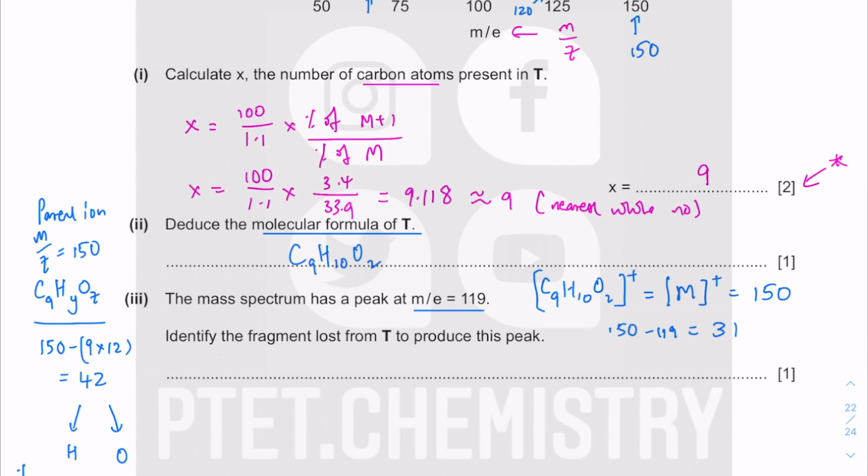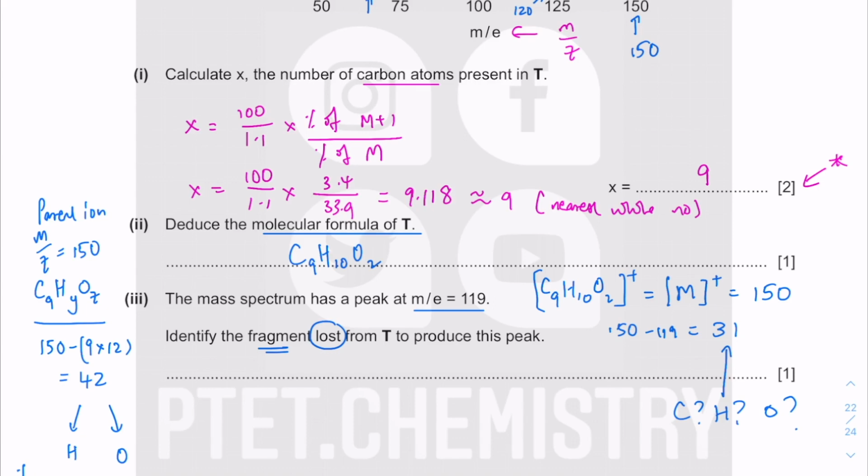is 31. Oh no, my calculator is starting to show its age. One of my buttons has started to come out a little bit. So what has been lost? This is the fragment that has been lost. We're looking at 31. We must have carbon, hydrogen, oxygen. For 31, it could be 2 carbon. So if it's 2 carbon, it's 31 minus 12 times 2, that's 7.